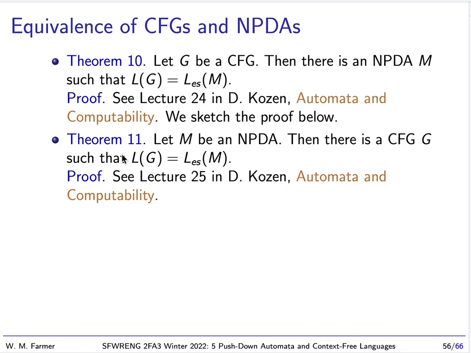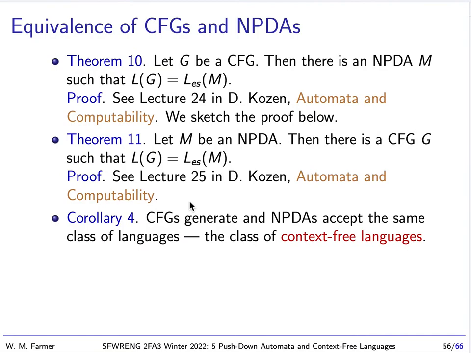And the theorem going the other way: if M is a non-deterministic push-down automata, there's going to be a context-free grammar whose language is exactly the accepted language of M by the empty stack method. And the proof of this is in lecture 25 in Cozen's book. Now, if we put these two together, this gives us a wonderful result. Context-free grammars generate and non-deterministic push-down automata accept the same class of languages, the class of context-free languages.